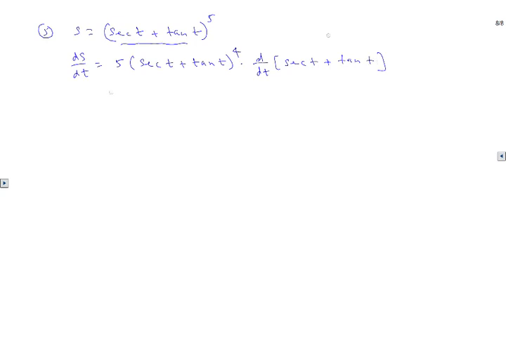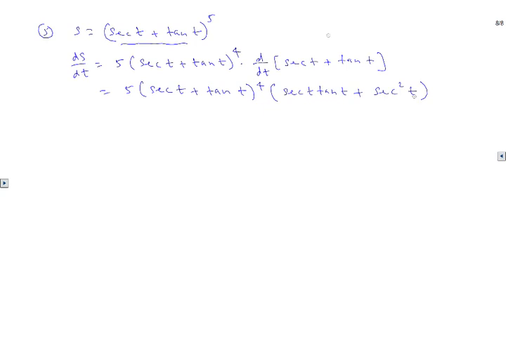Let's do that. So it is 5 times secant t plus tan t to the 4th power. Now multiply by the derivative. What's the derivative of secant? Can you remember? The derivative of secant is secant tan. And what's the derivative of tan? The derivative of tan is secant squared. So that's what you get.